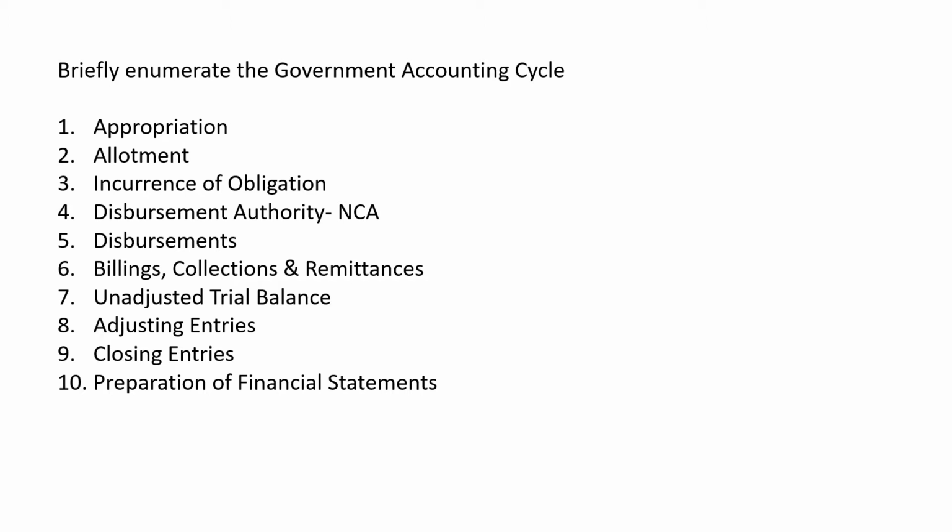Seventh, the preparation of our unadjusted trial balance. Eighth, we prepare the adjusting entries if there are any. Ninth, we close the entries, closing entries. And lastly, tenth, the preparation of financial statements. So, the government accounting cycle is just like the basic accounting cycle that we have discussed in a business entity. It's just that there are different specific account titles and chart of account codes and different recording of transactions and events.